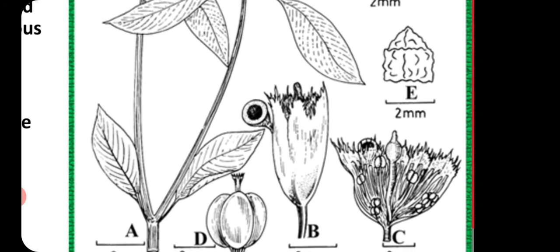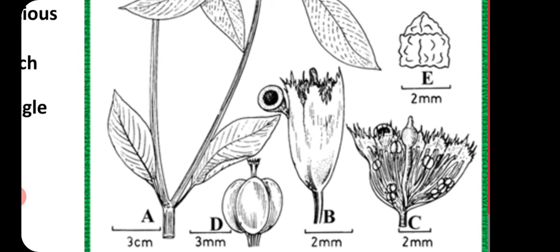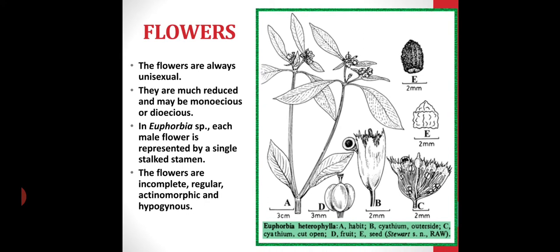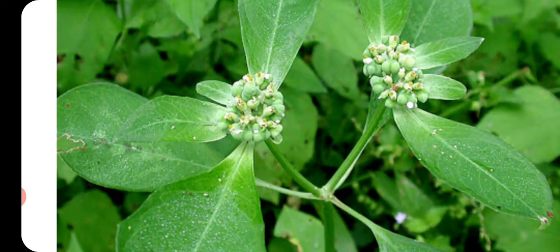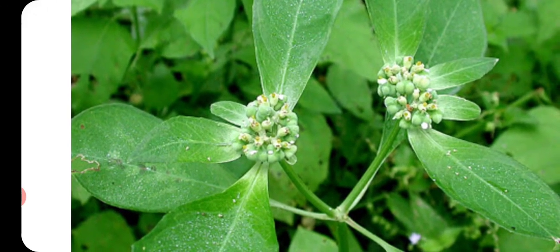So the female flower is somewhat small. Okay. And this is about the flower characteristics. And this is the heterophylla, that is cyathea inflorescence.